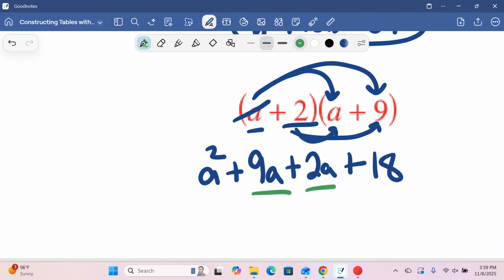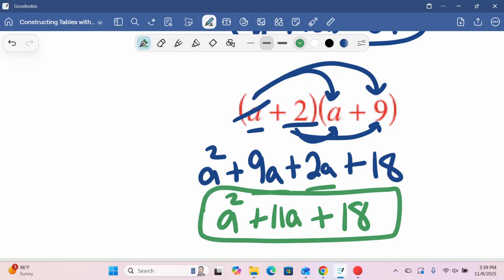You're going to underline your like terms. You're going to bring everything else down. A squared plus 11a plus 18. And this is my simplified quadratic.